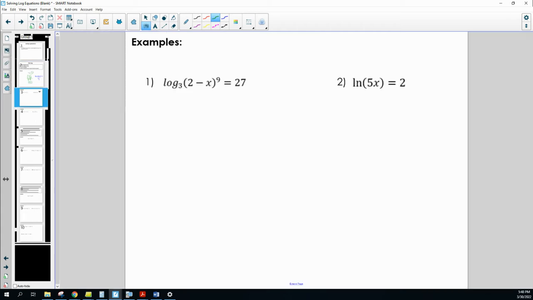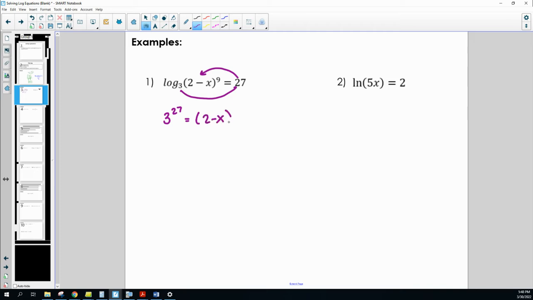We're going to look at a few more examples like this. If we look at this first one, we could convert it right from here. I'm just going to show the beginning of this, but not fully do it out. If we convert it and say that 3 to the 27th power is equal to 2 minus x to the 9th, 3 to the 27th power is a very large number. If we try to use our calculator, it's going to give us a scientific notation answer with an e in it, meaning 10 to the power of whatever. And then we'd have to take the 9th root in order to get rid of it.